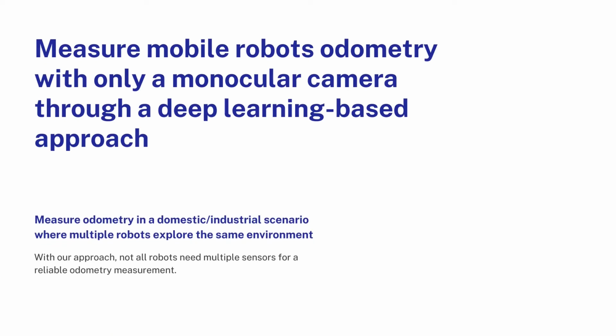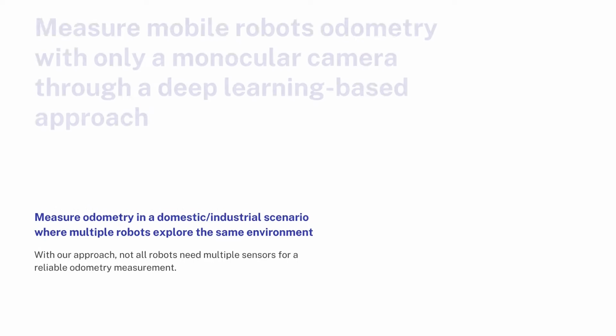So in this work, we're going to measure mobile robots' odometry with only a monocular camera. And we're going to do this through a deep learning based approach. We train a neural network to relate an image to a given position in an environment. We're going to measure odometry in a domestic or industrial scenario where multiple robots will explore the same environment. We're going to explain further our methodology and how this is going to work.